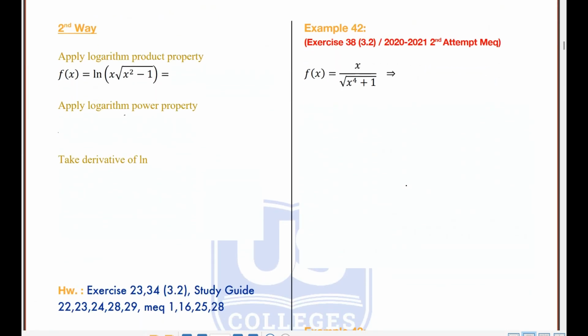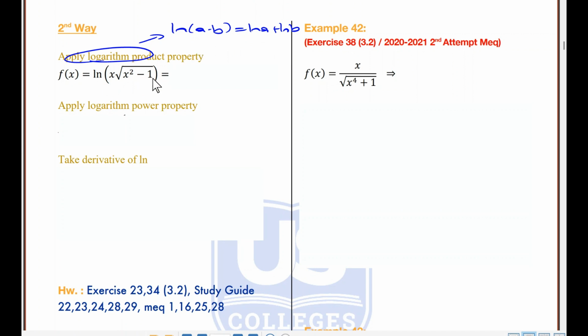So what other way? I'm gonna apply logarithm product property. This is one of the things you studied in grade 11. This property says, if there is ln, let's say a times b, they are both variables, you can rewrite this as ln a plus ln b. Okay, the product in the angle can be rewritten as ln a plus ln b. This is how you separate a and b.